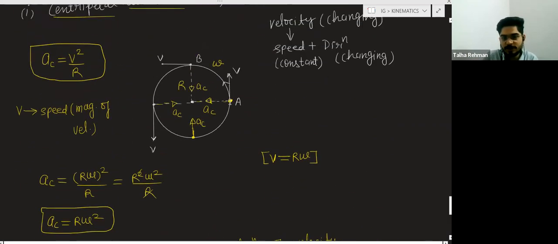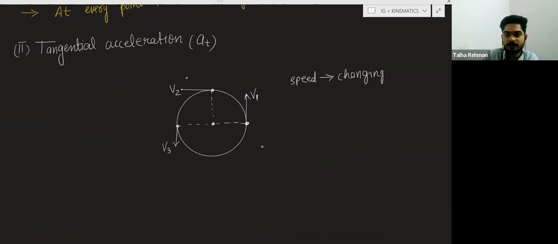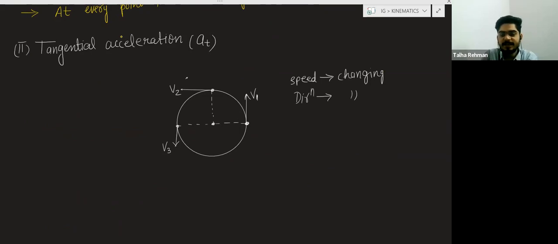Here your speed is constant at every point, but you can see the direction of the velocity is changing. Here you can see that at every point the direction is changing as well as the speed is changing. So this tangential acceleration is due to change in the speed of the particle.